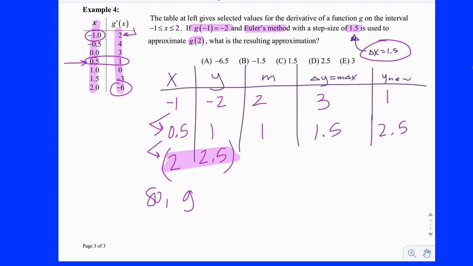So, g of 2. Say it, Parrish. Squiggles. Thank you. Squiggles. 2.5. And we're done.